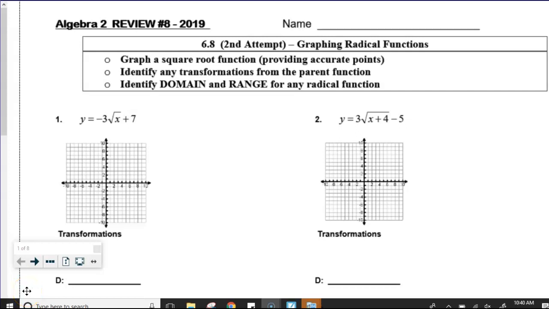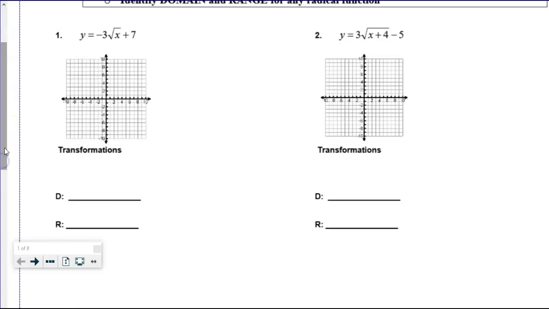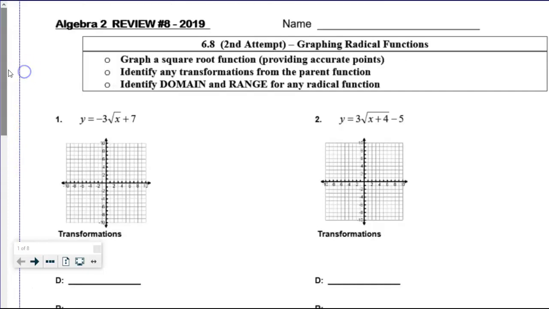All right, welcome. This is the review for summative number 8 in the fall of 2019 for Algebra 2. And the very first section is a repeated section from 6.8. We're going to be graphing radical functions. This time, I believe we're just focusing on the square roots. We're going to leave the cube roots off of it for this test.